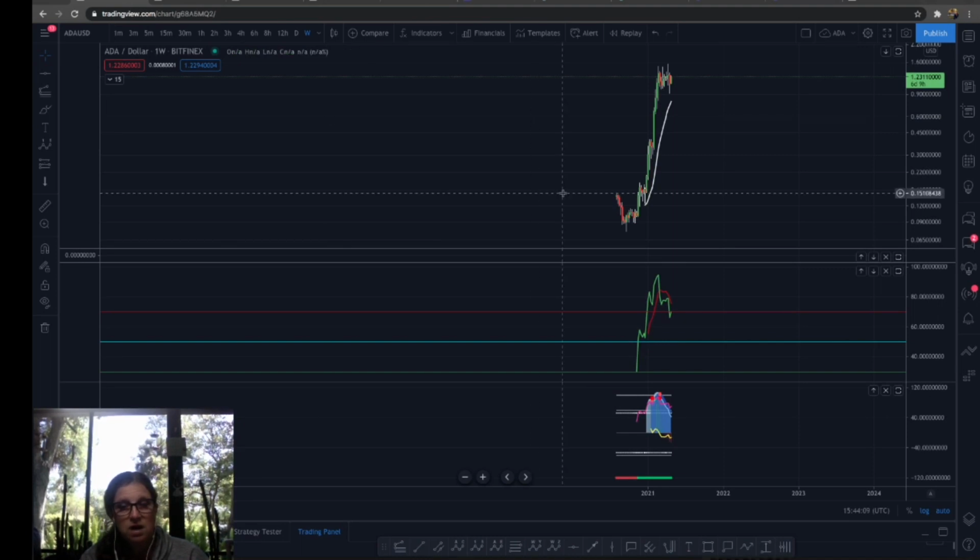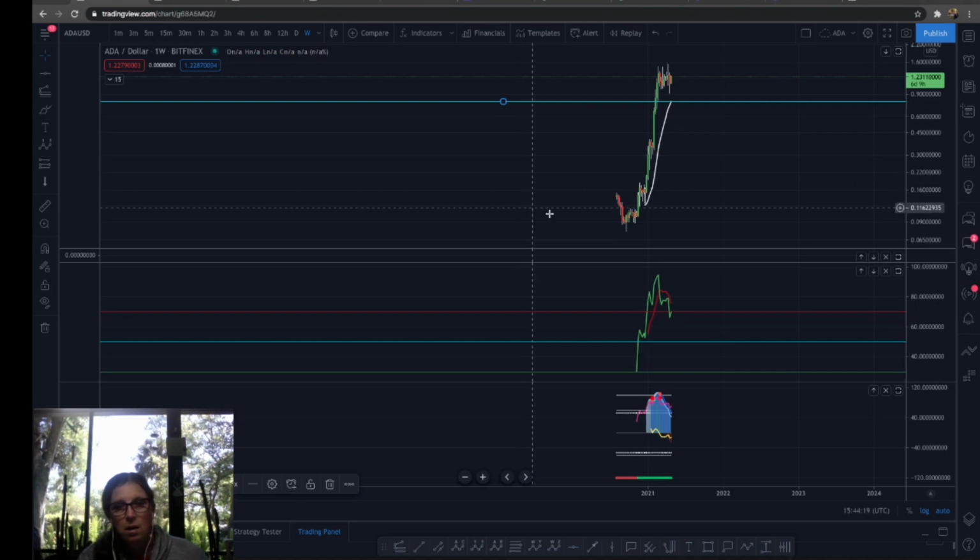ADA on the weekly time frame, same thing. I don't want to see us break this 21. So let's go ahead and mark it. Also, we don't have a lot of data here, so I don't want to see us break the 50 on the weekly, even if we even get down there. We still have a lot of ways to go to even get down to the 50. So on the weekly time frame, ADA looks very healthy.